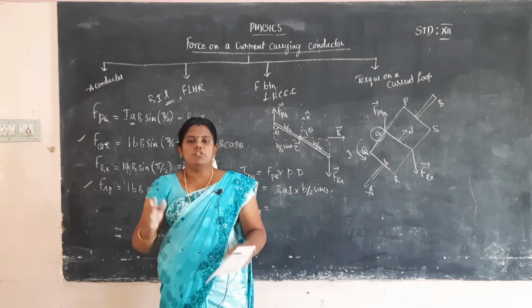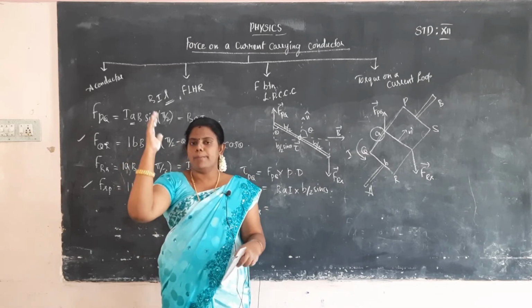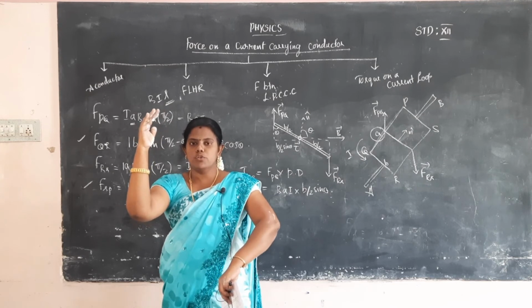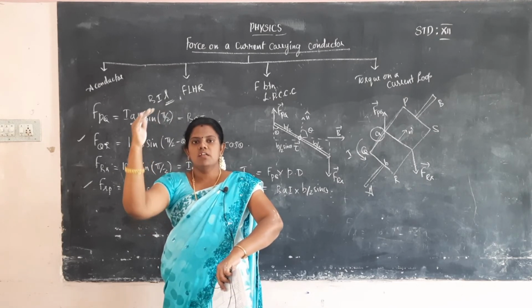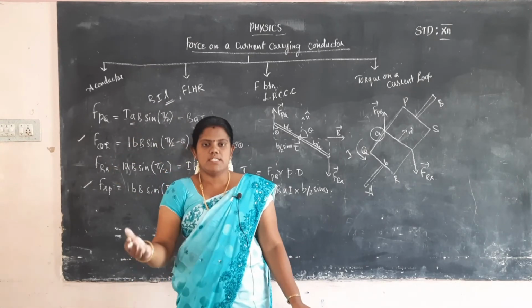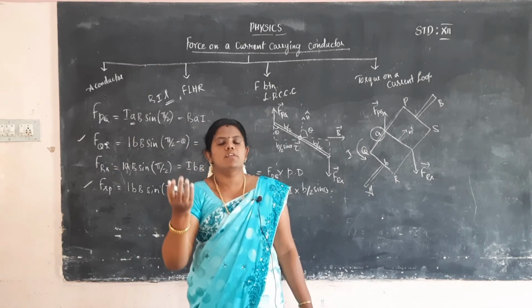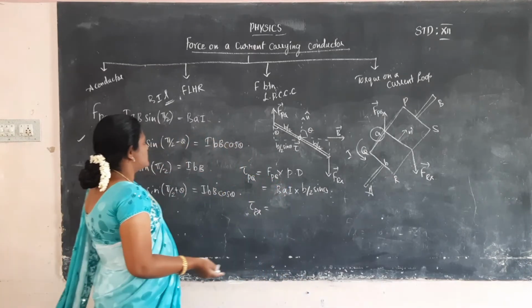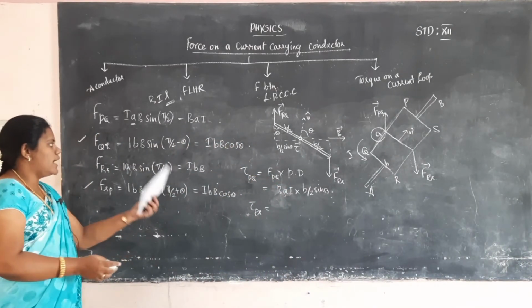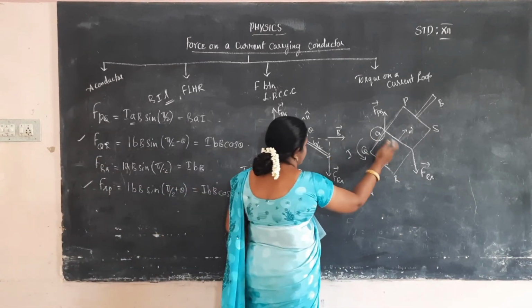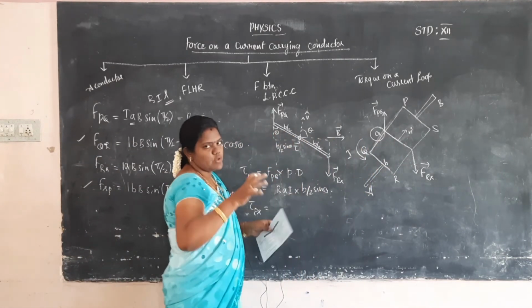So two forces, one acting upward and another acting downward, in different directions. It will automatically create a rotating effect, a turning effect, some torque in the rectangular loop. So now consider the torque. Torque on BQ, because the two sides will create the rotating effect.